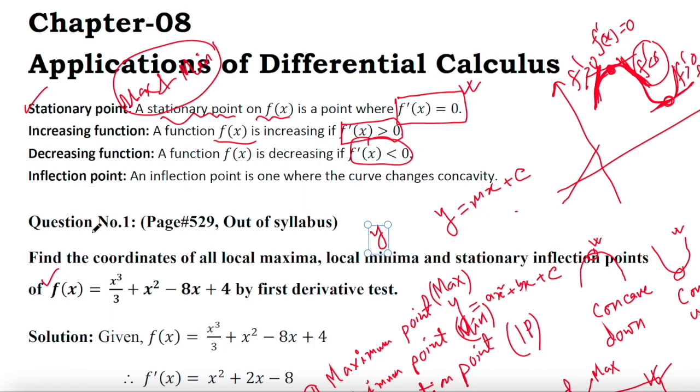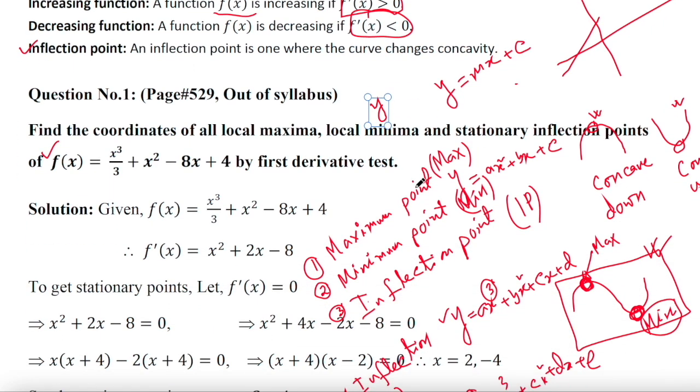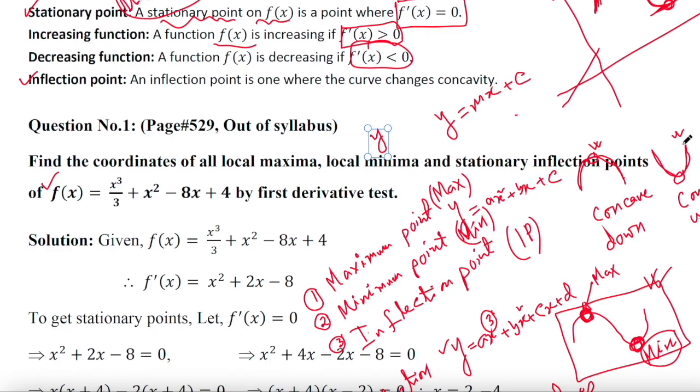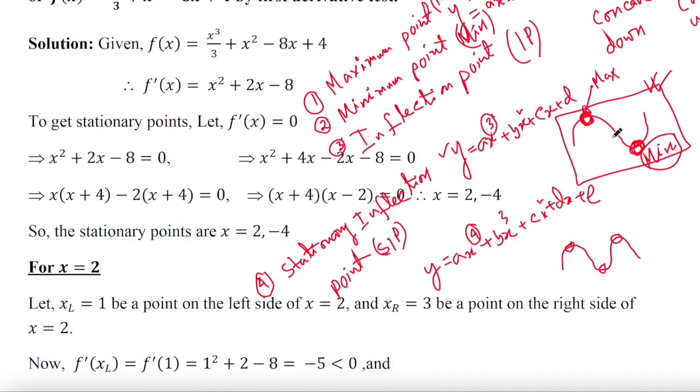And there is a point, I said inflection point. What is inflection point? Inflection point is one where the curve changes concavity. Like I said, this curve is concave down, and this one concave up. So there is a point on this curve, like this point, where the curve changes concavity. That's why this is called inflection point.